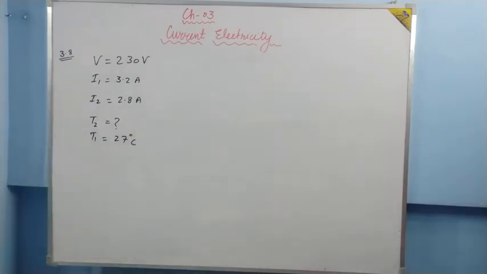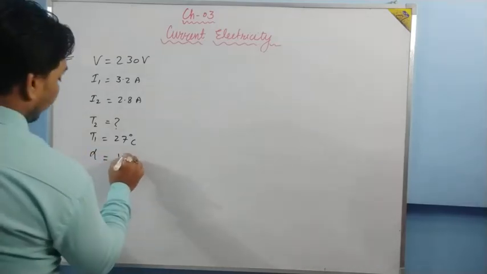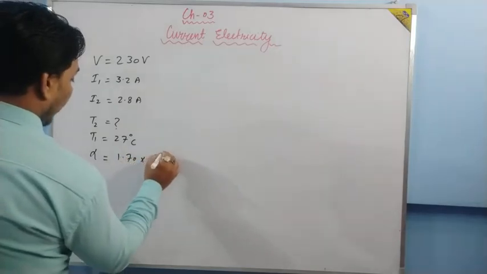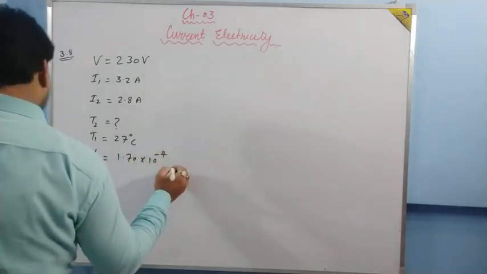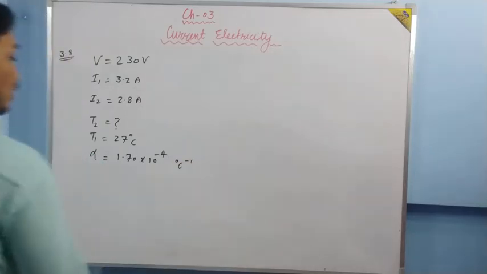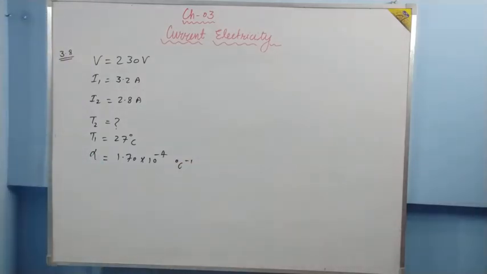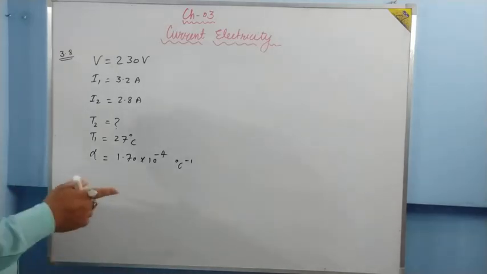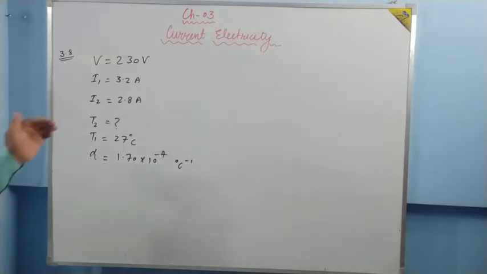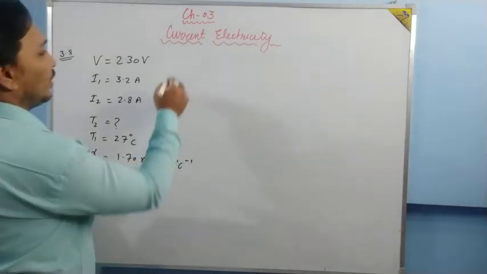Temperature coefficient of nichrome over the range is involved. Alpha is given as 1.70 × 10^-4 per degree Celsius. This question is approximately the same as the one we did a few moments before. What is the only difference? In that question R1 and R2 were given, R0 and R2. Here that R needs to be calculated.